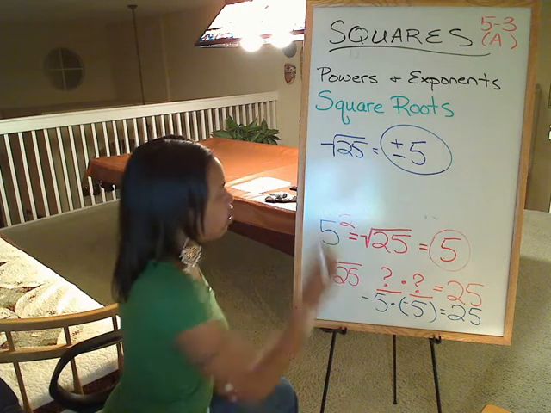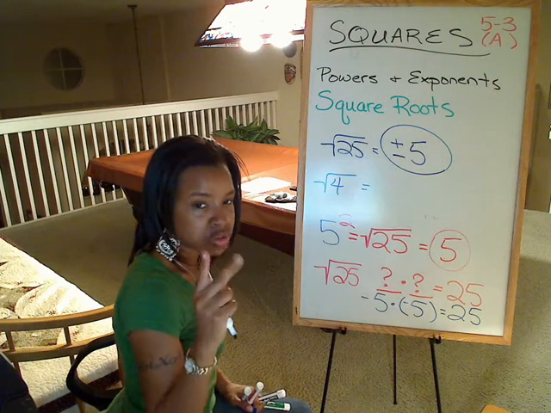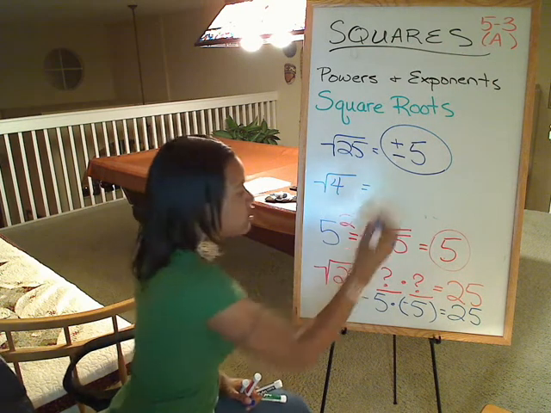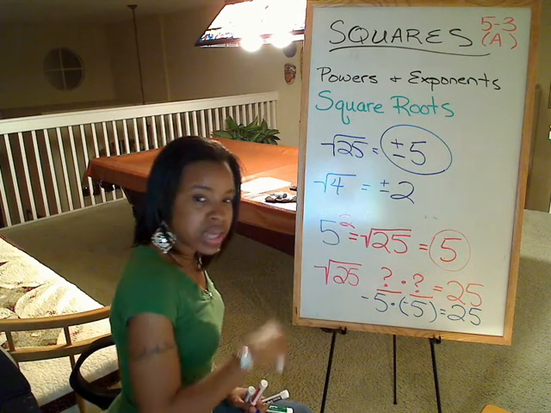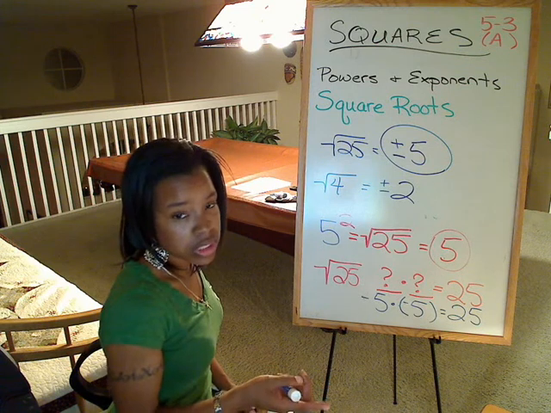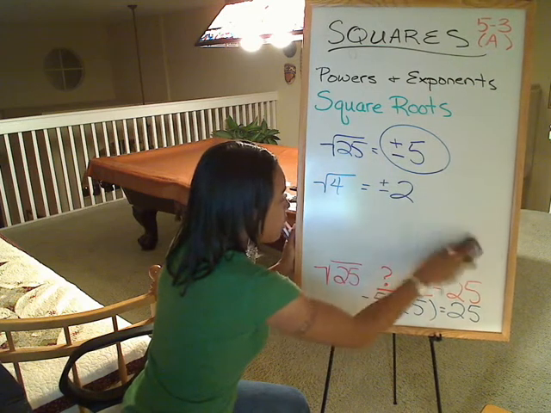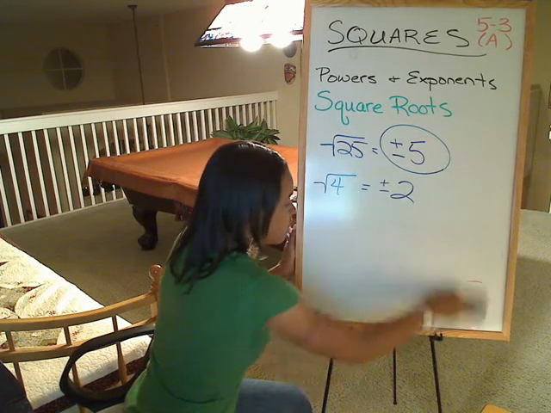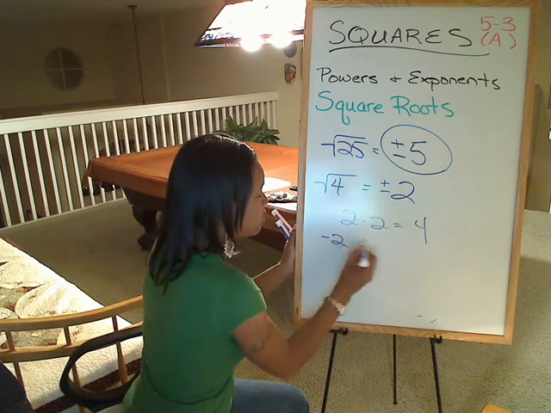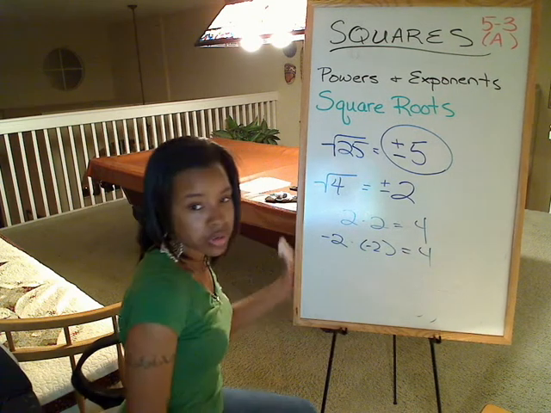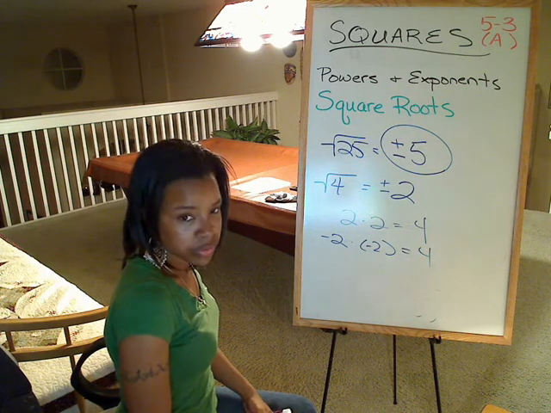So if I say, what's the square root of 4? What number can I multiply 2 times to get 4? Well, the answer is 2, right? But it's going to be plus or minus 2. It can be positive 2. It can be negative 2. Either one of those numbers, when you multiply them together, you get 4. Okay, let me just show that really quick. 2 times 2 equals 4. And negative 2 times negative 2 equals 4. So your answer is plus or minus 2 for the square root of 4.